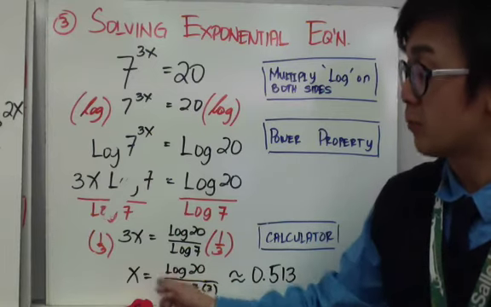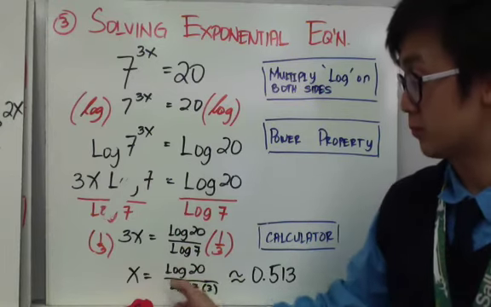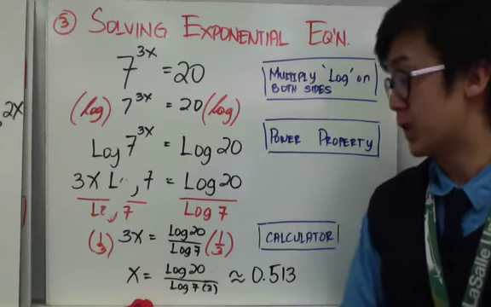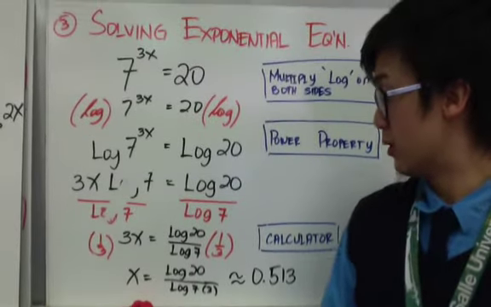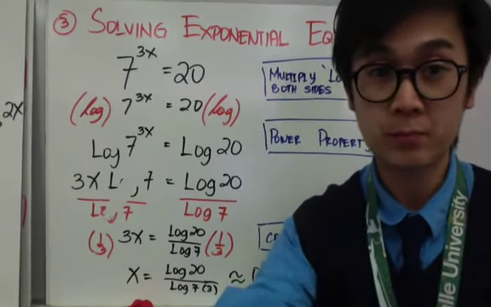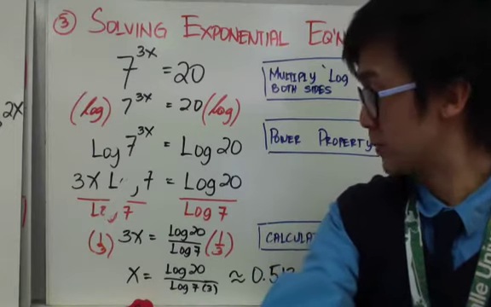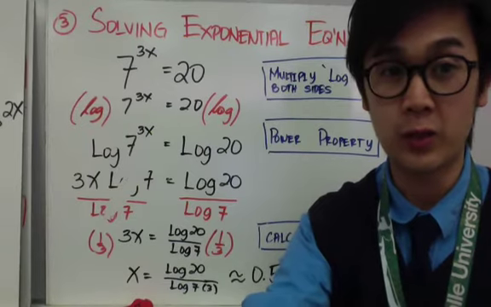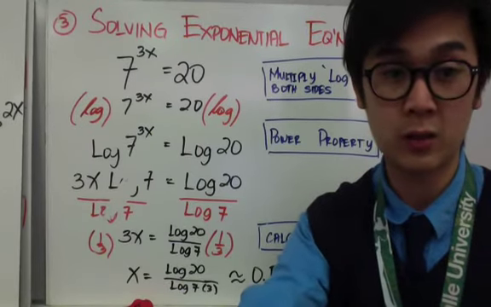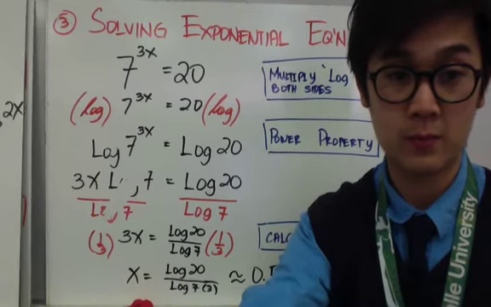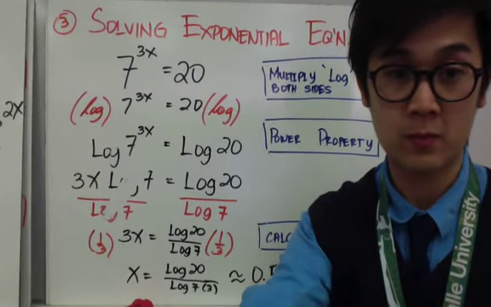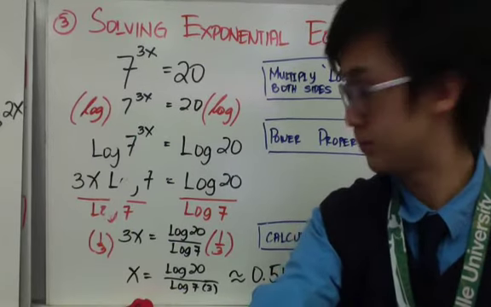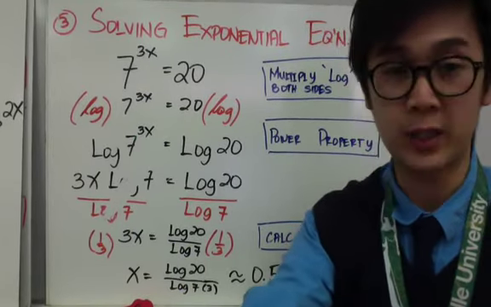Now, how can we further simplify this complicated expression? The only way to do this is to use the calculator. So we're going to use the calculator to solve for x in this problem. When using the calculator, always make sure to use parentheses so that you're getting the accurate result. So I'm going to open a parenthesis for the logarithm of 20, divided by parenthesis, logarithm of 7 times 3.